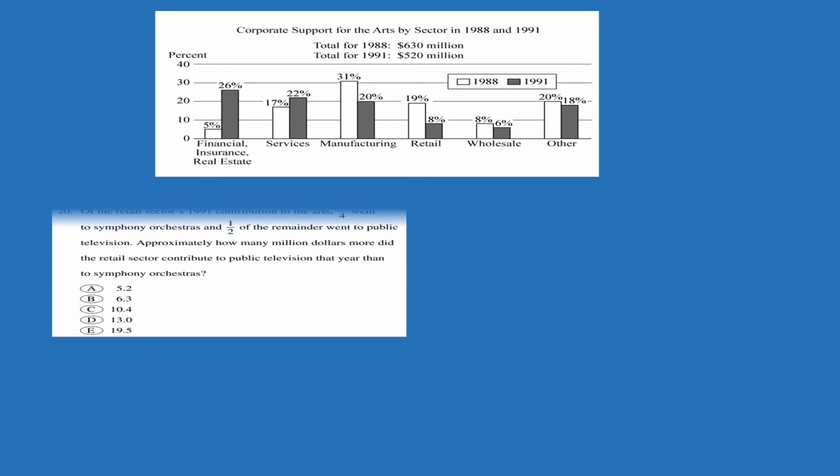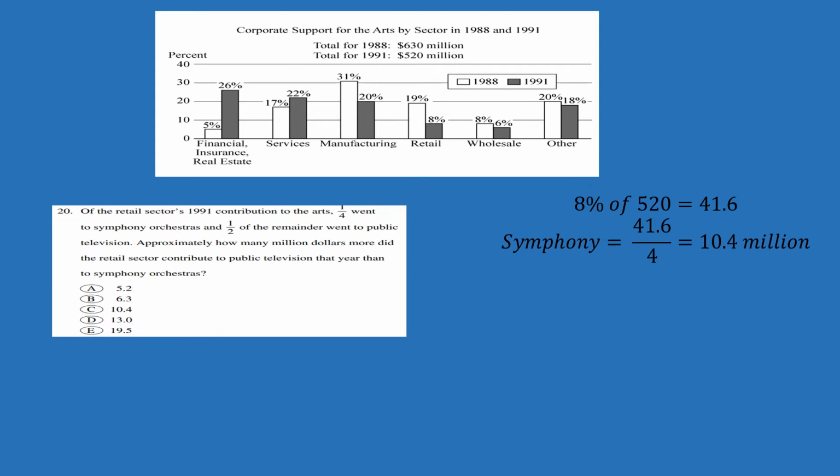Using the same bar graph, let us answer this question. Of the retail sector's 1991 contributions to the arts, 1/4 went to symphony and 1/2 of this remainder went to public. So 8% of 520, let us see what is 8% of 520, because for the retail sector I am trying to find what is 8% of 520, 41.6.